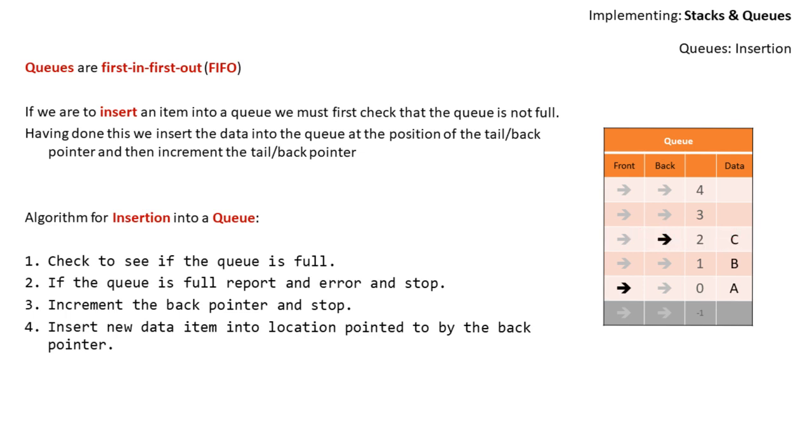If we want to add to a queue, we first check to see if the queue is full, and if it's full, we report an error and stop. Assuming the queue isn't full, we increment the back pointer, so it goes from 2 to 3, and then we insert our new item at the back of the queue, because items join the back of the queue.